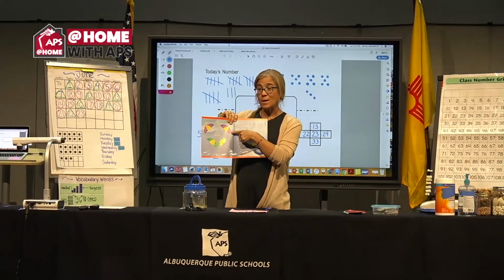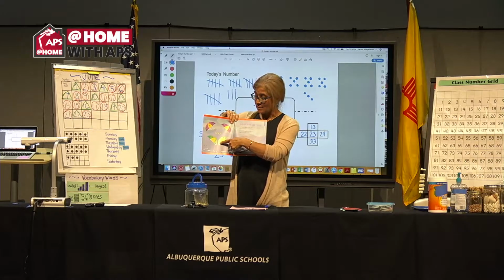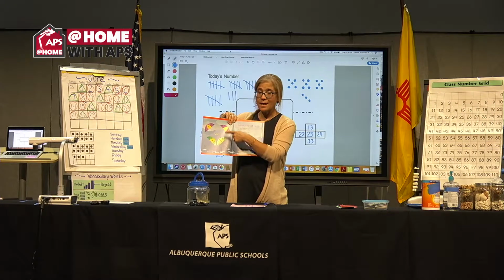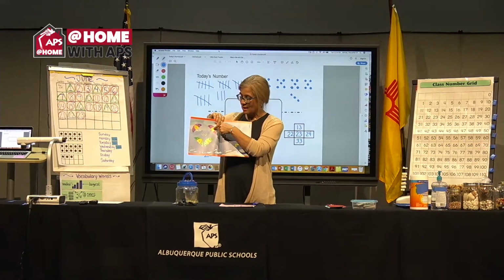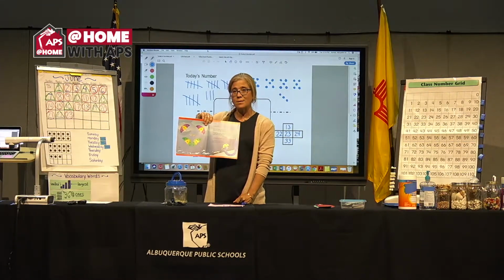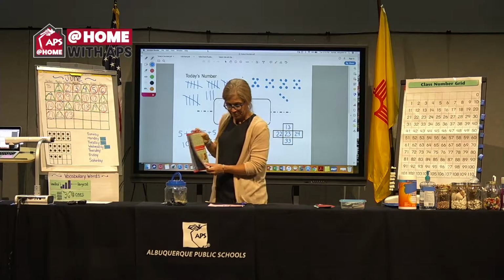Does 7 and 3 make 10? I think it does. 7, 8, 9, 10. 7 and 3 is another way to make a 10. So these two make a 10, and these two make a 10. And that's our puzzle in our book today.